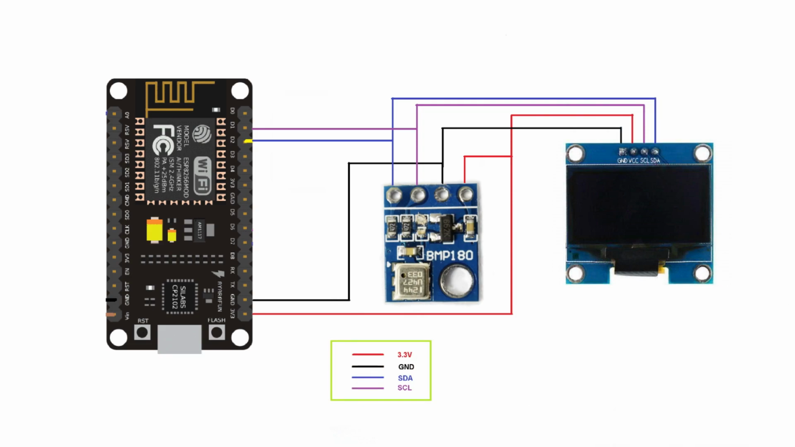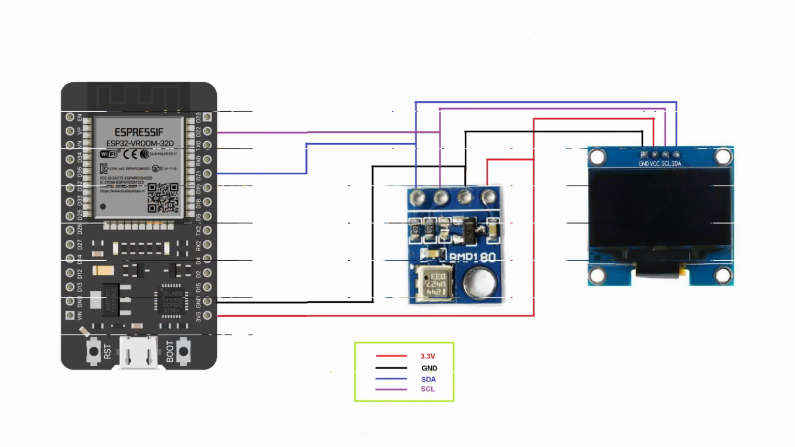And this is the circuit diagram of interfacing BMP180 sensor and OLED with NodeMCU. You need to connect your hardware according to this circuit. If you are using an ESP32 board, then connect your hardware according to this circuit diagram. You can download these circuit diagrams from the video description.